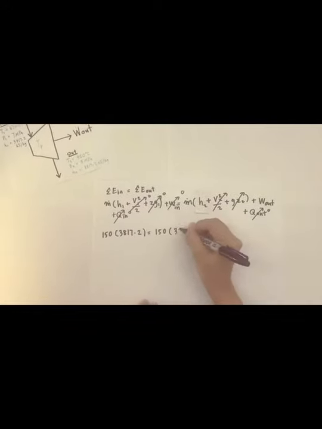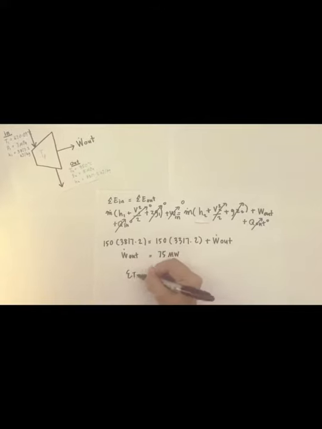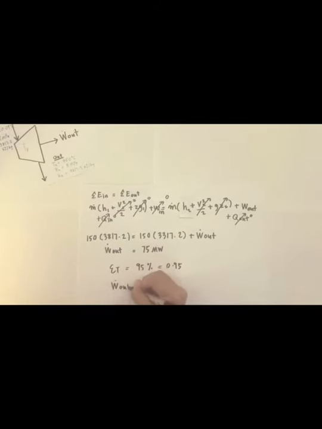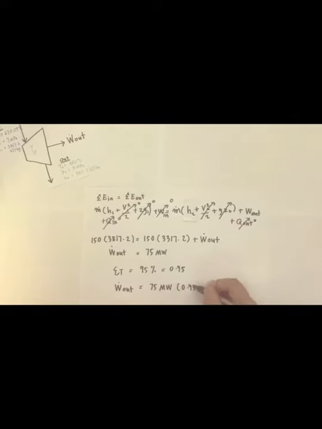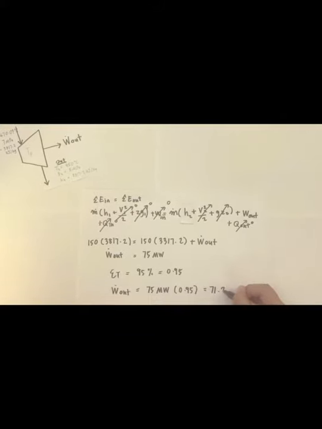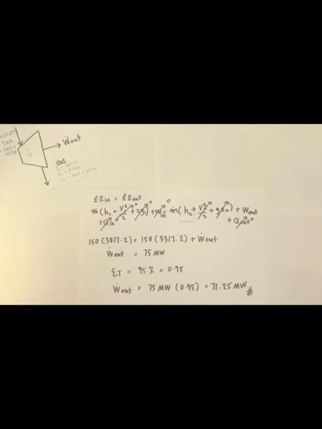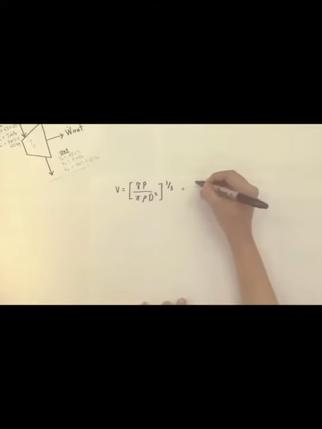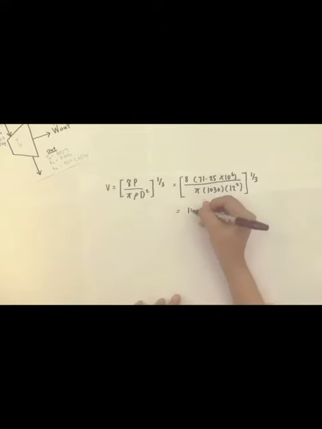So after putting in all the values, we get W out to be 75 megawatts, and the efficiency of this turbine, we assume it to be 95% because it is impossible to be 100%. So putting in the value, 75 megawatts multiplied by 0.95, we get the work out to be 71.25 megawatts. So from this equation, we derived another equation to find the velocity. After putting in the values, the final velocity that we got is 20.8 knots.